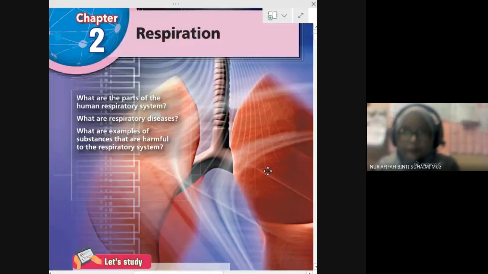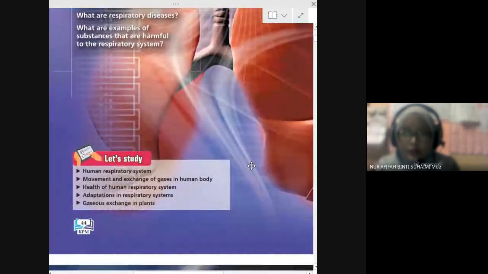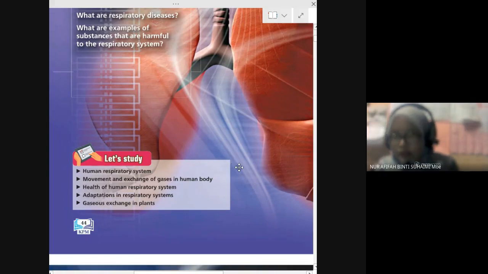Okay, chapter 2, respiration. We have finished 3 units, human respiratory system. The structure of our respiratory system: we start with the nostril, nasal cavity. After nostril, nasal cavity, pharynx, larynx, trachea, bronchus, bronchiole, and alveolus. Last part is alveolus.